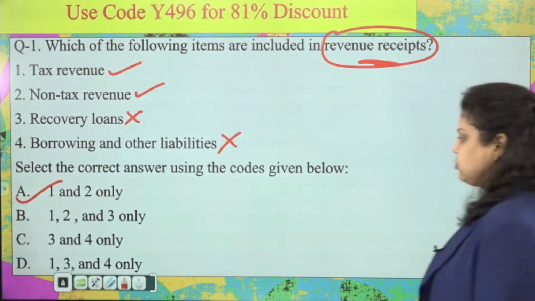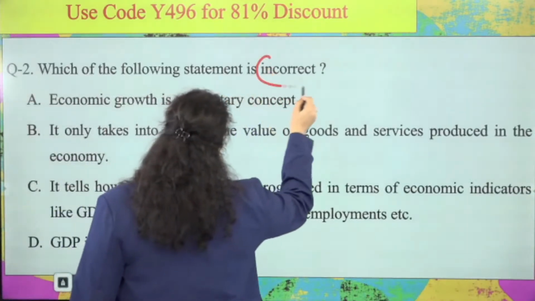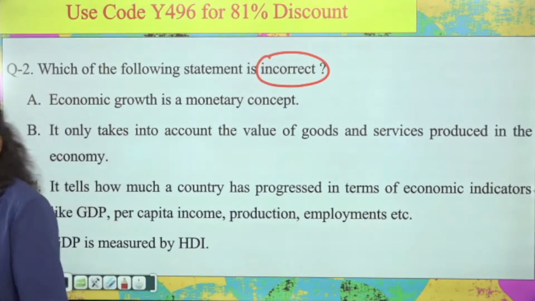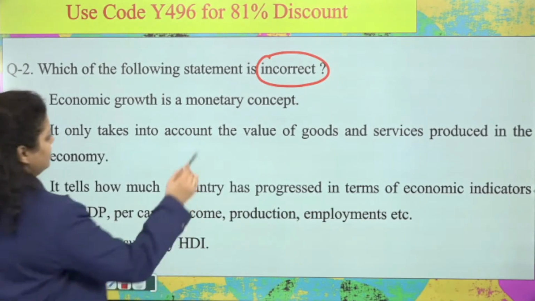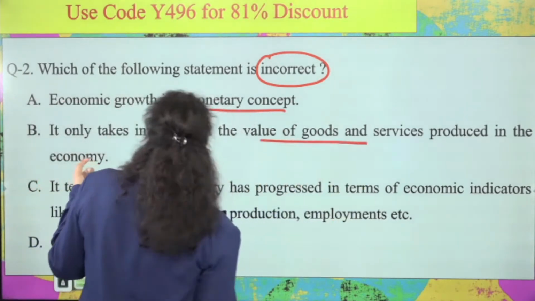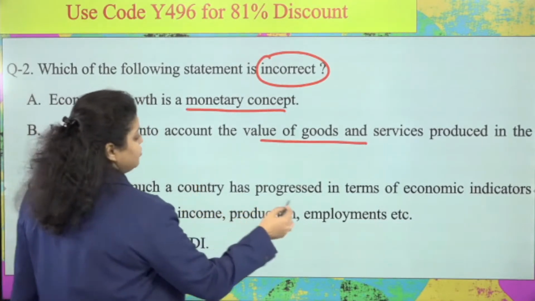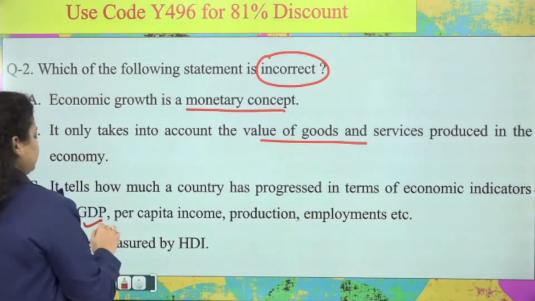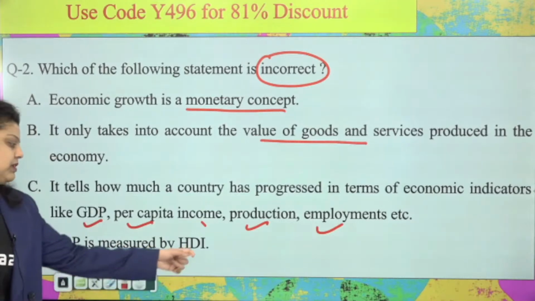Now next, second question. Which of the following statements is incorrect? Now you have to answer out of these 4 options which statement is incorrect. This statement is talking about economic growth and GDP. The first statement says economic growth is a monetary concept. Second says it only takes into account the value of goods and services produced within the boundary of the economy. Third, it tells how much a country has progressed in terms of economic indicators like GDP, per capita income, production, employment, etc. And the fourth one says GDP is measured by HDI.